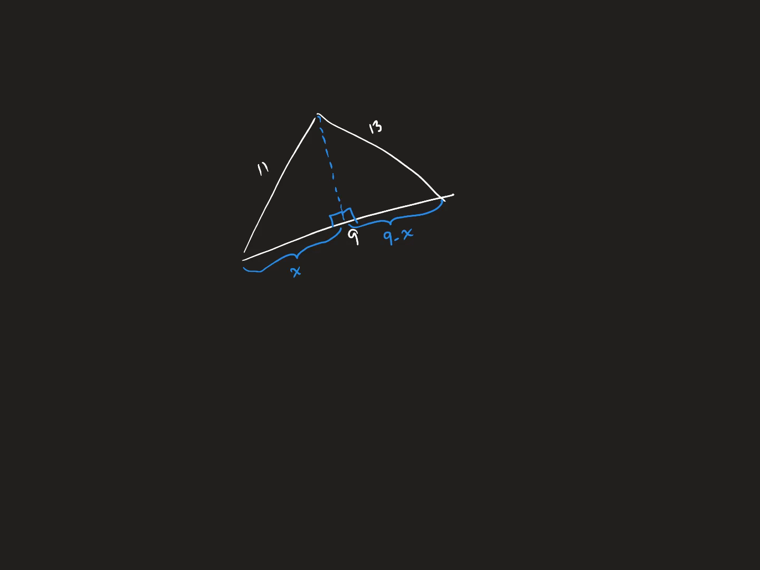So for the left-hand side, we're going to call that altitude we dropped h. For the left-hand triangle, that would be x squared plus h squared equals 11 squared. And on the right-hand triangle, that would be 9 minus x squared plus h squared equals 13 squared. Now, what we have here are 2 equations, each of which have h and x in it.